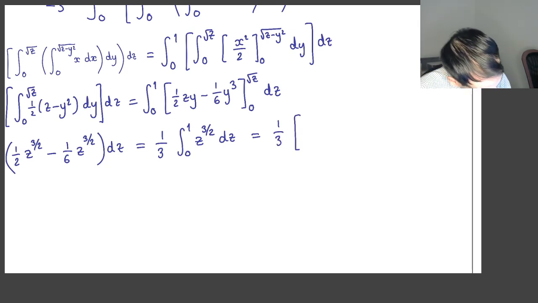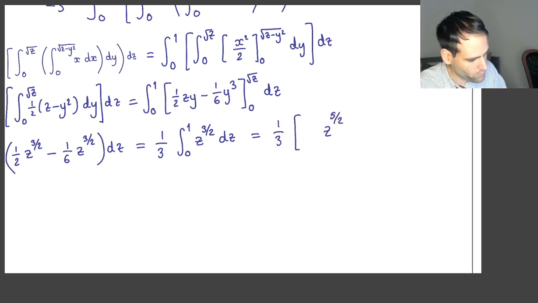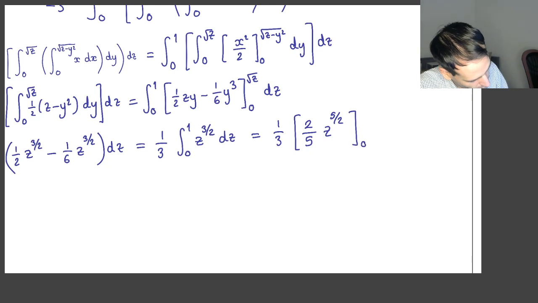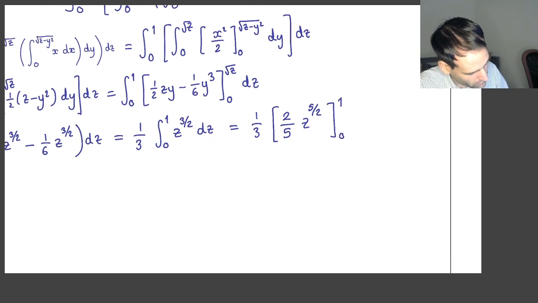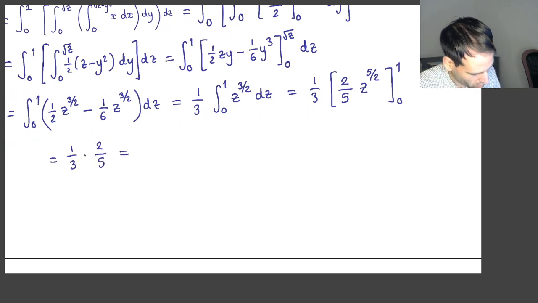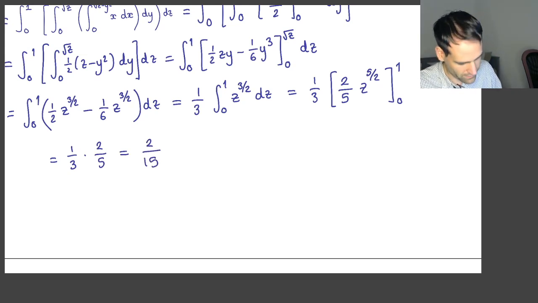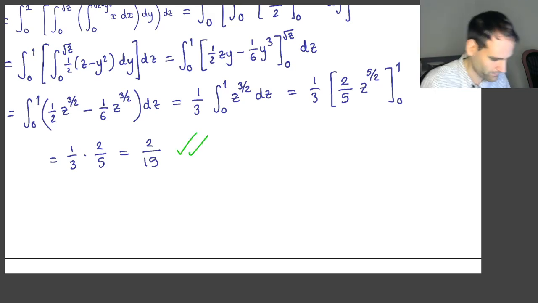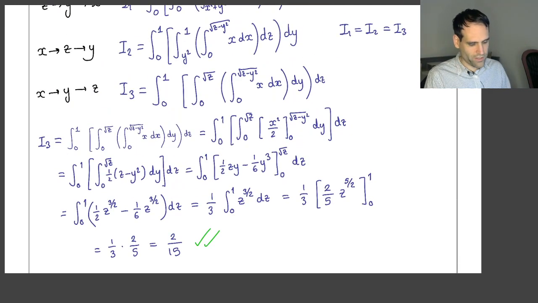And what is the integration of z to the power 3/2? That is simply z to the power 3/2 plus 1, which is 5/2. But then if we do the derivative of this, we would get 5/2 in front. So we compensate by adding a 2/5 in front. And this evaluated between 0 and 1. And the final result is therefore 1/3 times 2/5 minus 0. And this is equal to 2/15. And that is the correct final answer. Okay? So there you go.